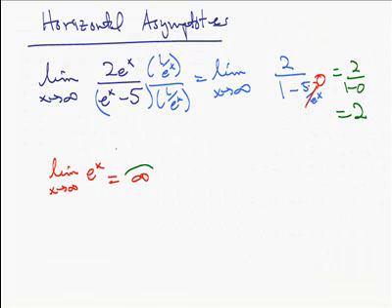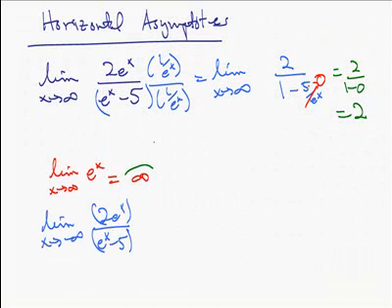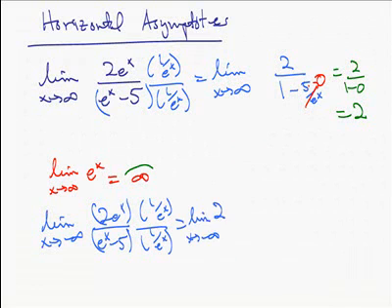Now let's take a look at the limit as x goes to negative infinity of 2 e to the x over e to the x minus 5. By the same algebra we used before, we'll multiply both numerator and denominator by 1 over e to the x, and so we get the limit, I should say, as x goes to negative infinity of 2 divided by 1 minus 5 over e to the x.